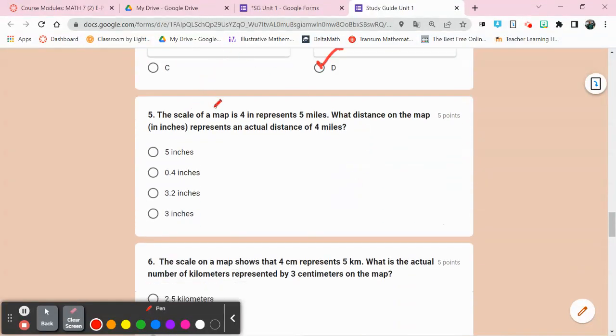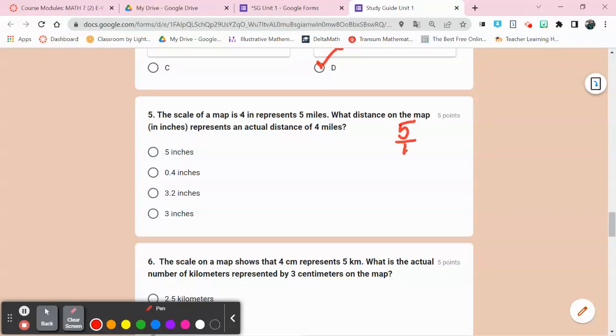The scale of a map is 4 inches represents 5 miles. What distance on the map in inches represents an actual distance of 4 miles? Okay. In my class, we might do it different. So however you've been doing it in yours, if you're in a different class than mine, do it that way. In my class, we take the second number and put it over the first. That is our scale factor.